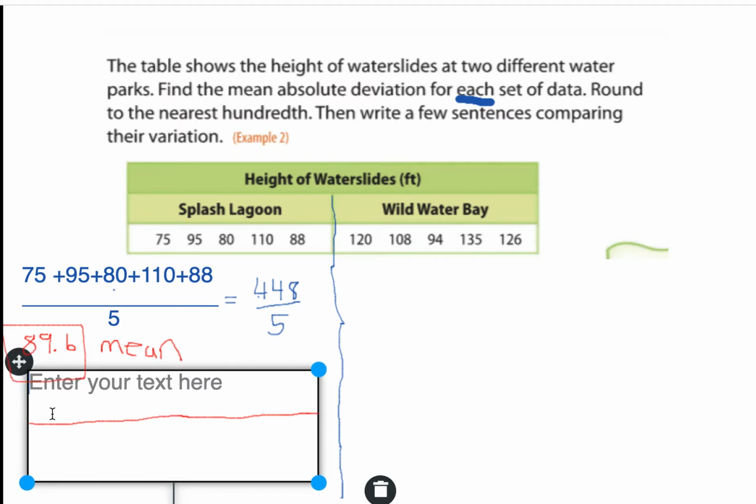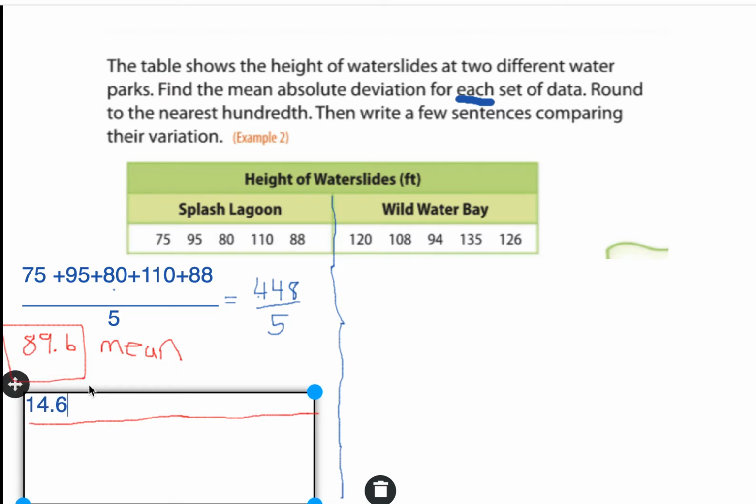What did you get? You should have got 89.6 minus 75 should give you 14.6. Go ahead. We're going to start listing these out. It's our first one. We're going to do the next one. 95. We're going to subtract 95 minus 89.6. Punch it in. Did you get 5.4? Good. Go to the next one.